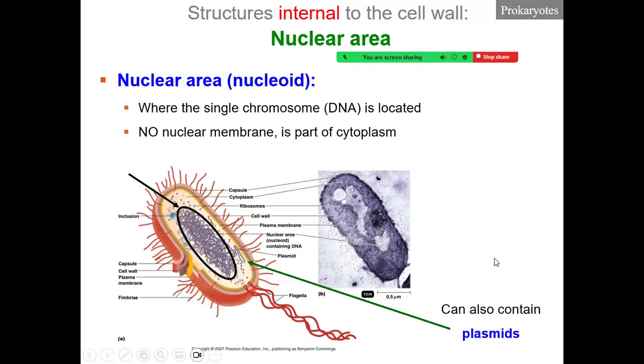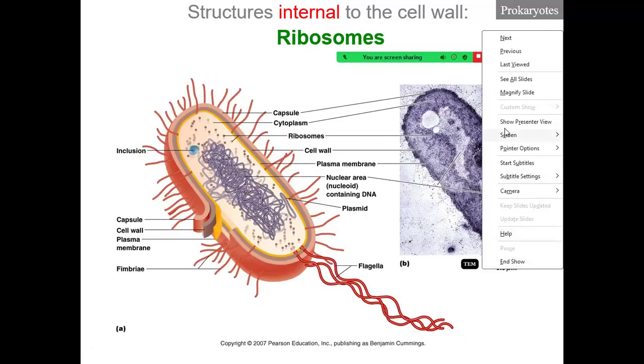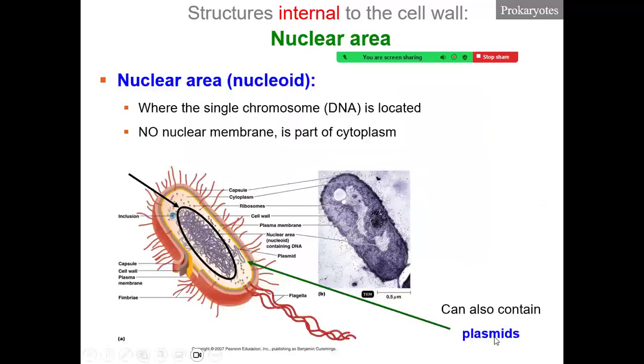You can also have plasmids in the cytoplasm. A plasmid is a short molecule of DNA. The chromosome is a very long molecule of DNA. The chromosome has thousands, maybe even hundreds of thousands of genes on it. The plasmid only has a handful of genes on it. So it's a much smaller molecule.